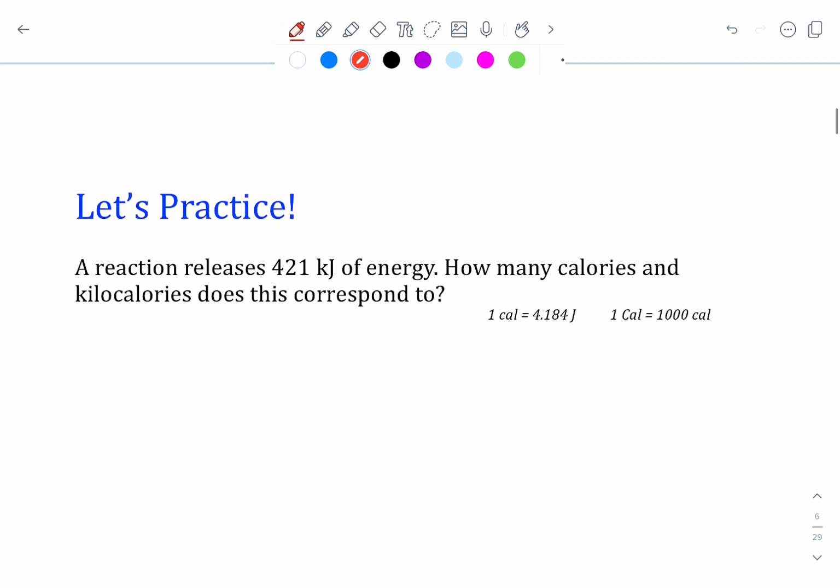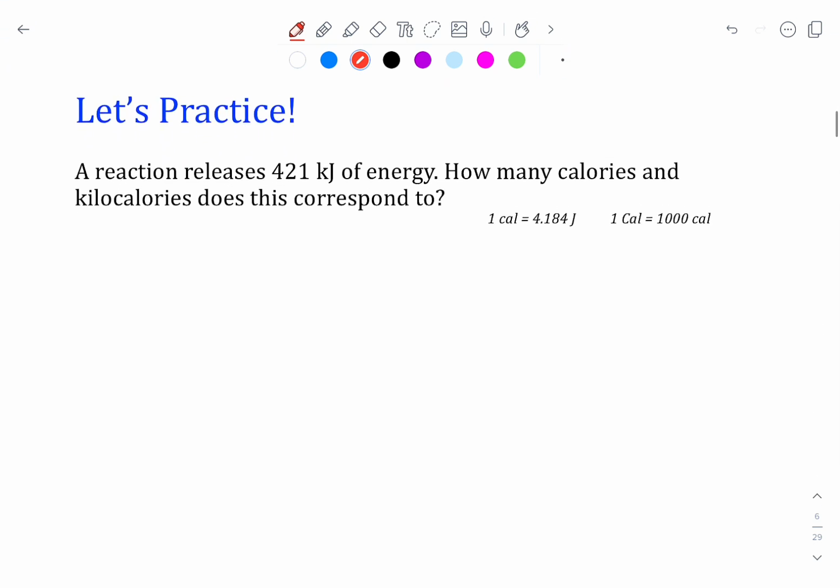So let's practice using these conversions, and we'll just add our extra conversion here that this is 1 kilocalorie. Okay, so a reaction releases 421 kilojoules of energy. How many calories and kilocalories does this correspond to? So we're looking to convert kilojoules to calories, and then as well to kilocalories, which we know are uppercase C calories.